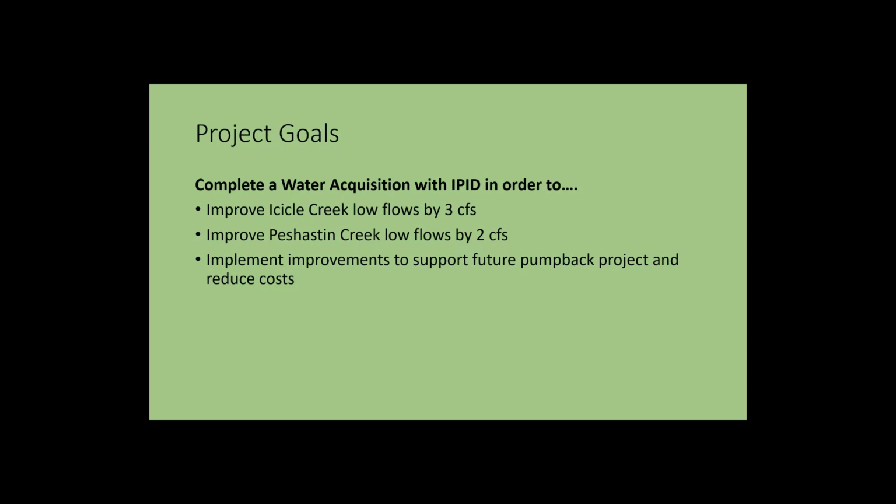I want to talk a little bit about how we're addressing the flow benefits. We had initially talked to the irrigation district, trying to figure out where we could acquire water for in-stream flow benefit. We talked about an all Icicle approach, an all Peshastin approach, or a combination approach. After working through various options, the district was most comfortable with this split approach. So there'd be 3 CFS benefit in Icicle and 2 in Peshastin.